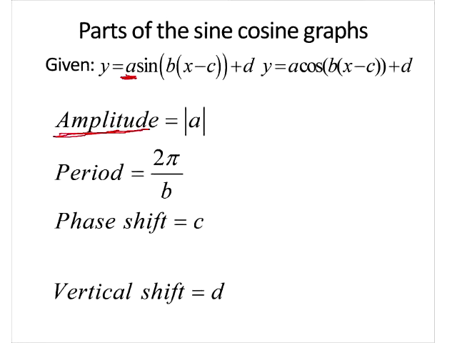Once you identify this number here, b, if you take and divide into 2 pi, that'll get you your period. You identify this number c, that's the phase shift, and of course d here is the vertical shift. If it's positive, it's up. If it's negative, it's down. Okay, let's take a look at an example, see if we can work it out.